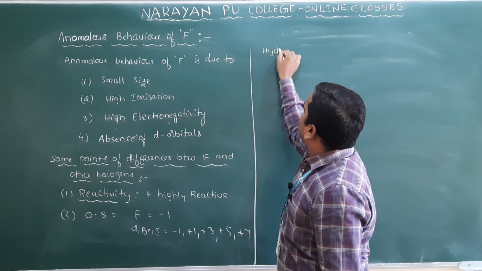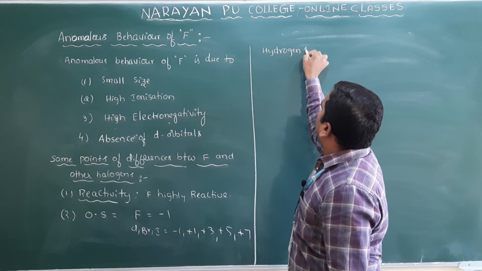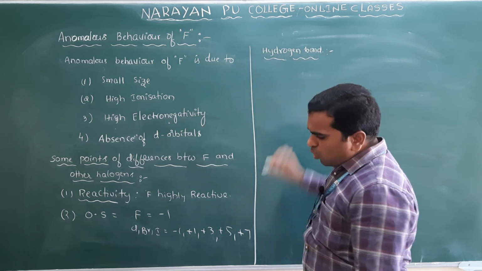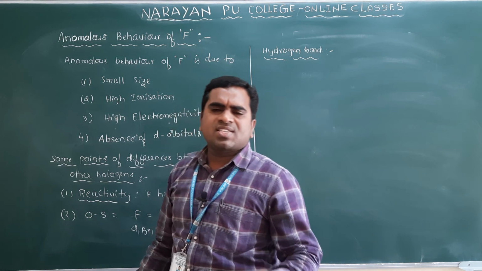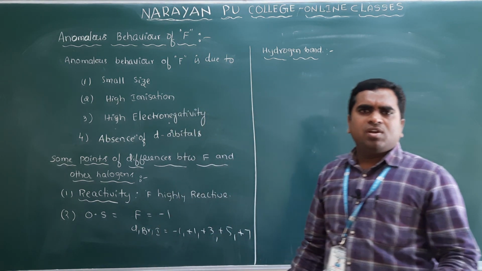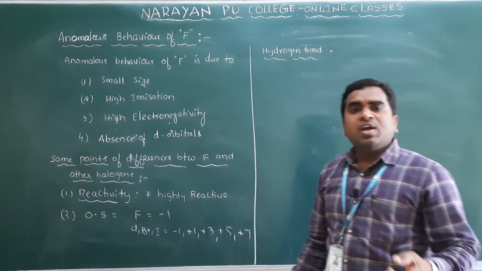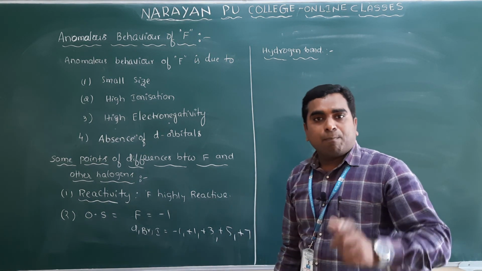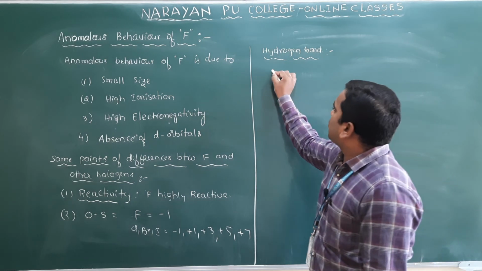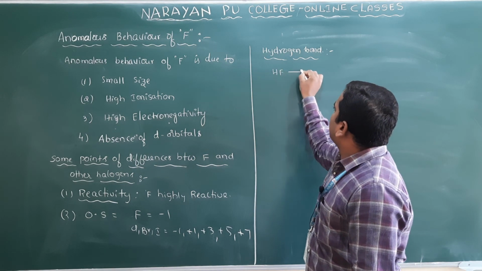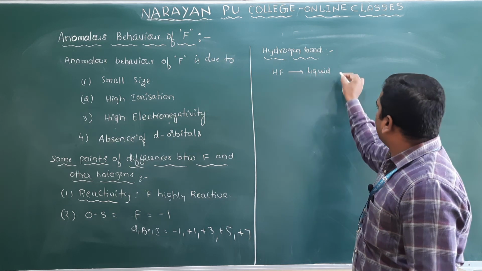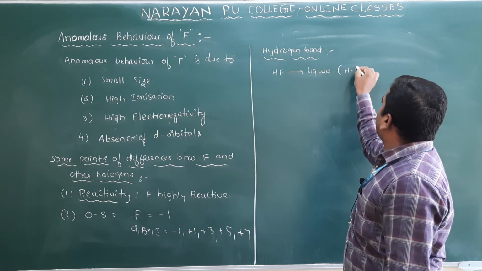This is important: hydrogen bonding. You know that fluorine, being small in size and highly electronegative, can form hydrogen bonds in its compounds. So you know that HF is a liquid. Due to which? Hydrogen bonding.